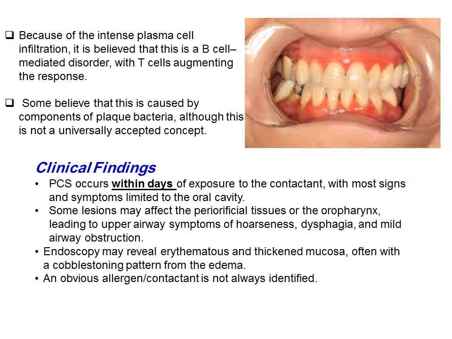So what are the oral findings? Within days of exposure to the contactant, with most signs and symptoms limited to the oral cavity, some lesions may affect the perioral, orofacial tissue, or oropharynx, leading to upper airway symptoms of hoarseness of the voice, dysphagia, and mild airway obstruction. Endoscopy may reveal erythematous thickened mucosa, often with a cobblestone appearance from the edema. An obvious allergen contact is not always identified.